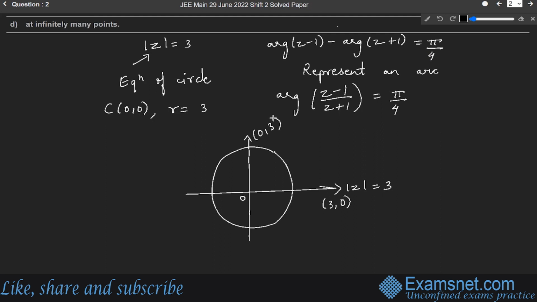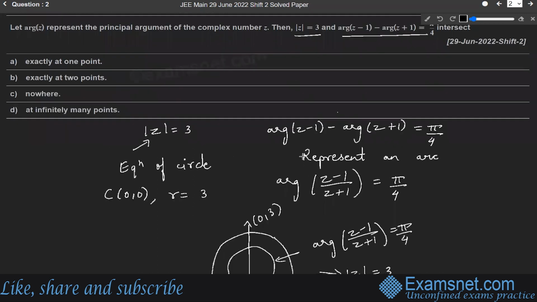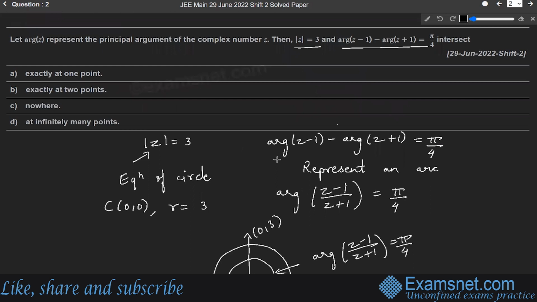Now the second part represents an arc. So let us draw an arc. Consider this as the arc. This is the arc for argument of z minus 1 upon z plus 1 is equal to pi by 4. Now we have to find at how many points these two curves will intersect each other. For that, we need to find the coordinates, radius and center of the given arc. So listen very carefully.